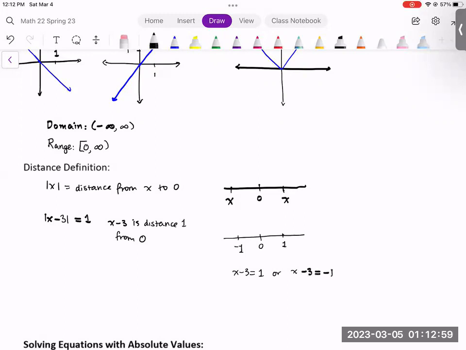Okay, and then we can solve for x here. So that must have been that x was equal to 4 or x was equal to 2. All right. Next up, we're going to look at how to solve equations that have absolute values.